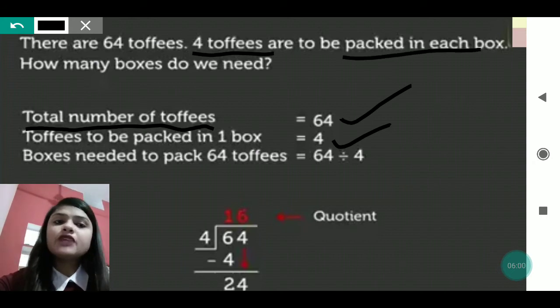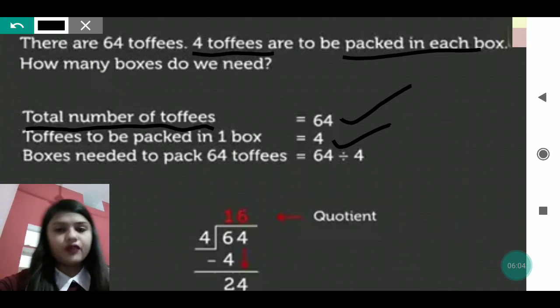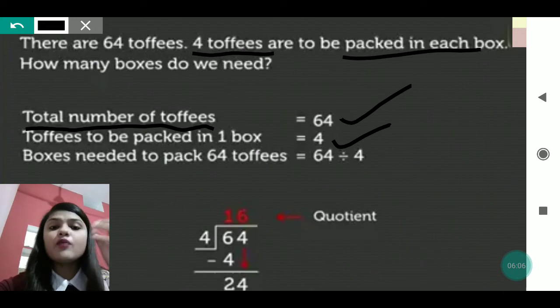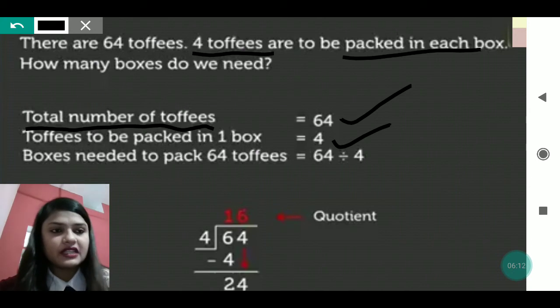You divide 64 divided by 4. Box needed to pack 64 toffees. How many boxes will be needed to pack 64 toffees? That you will get when you divide 64 by 4. Let's do it, my dear.